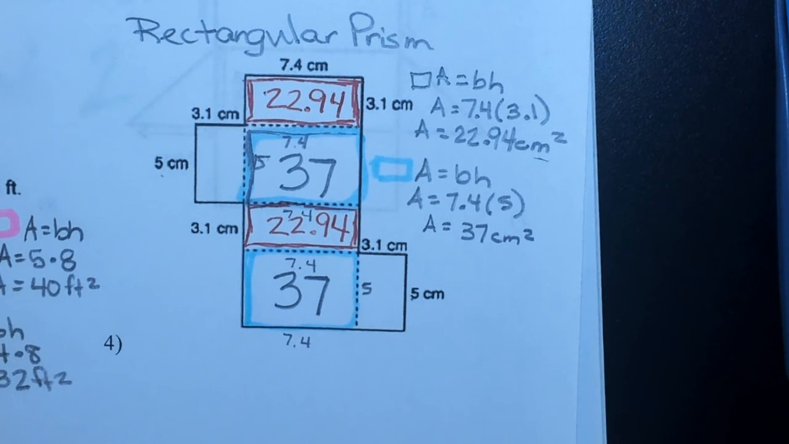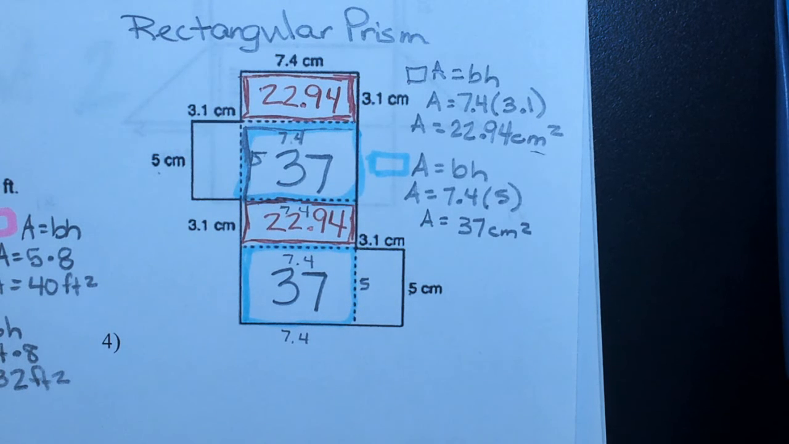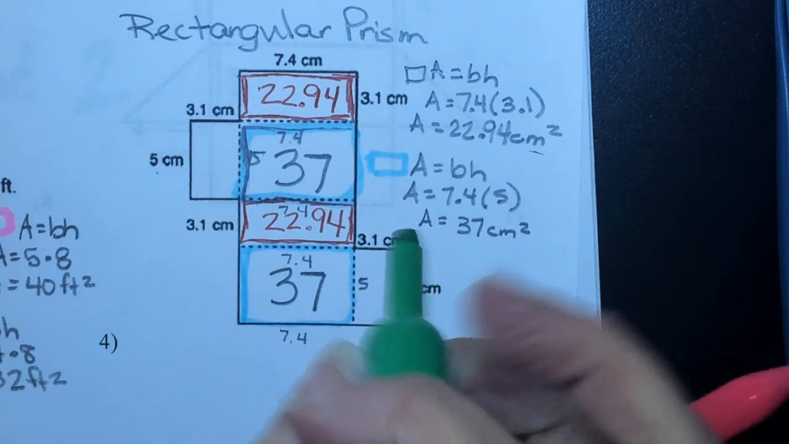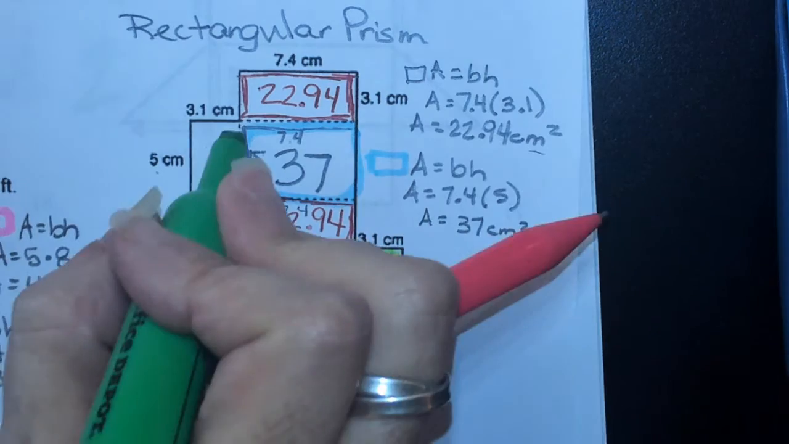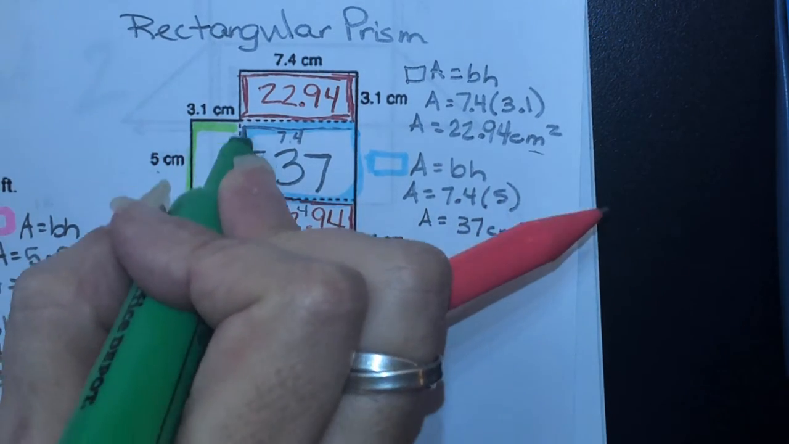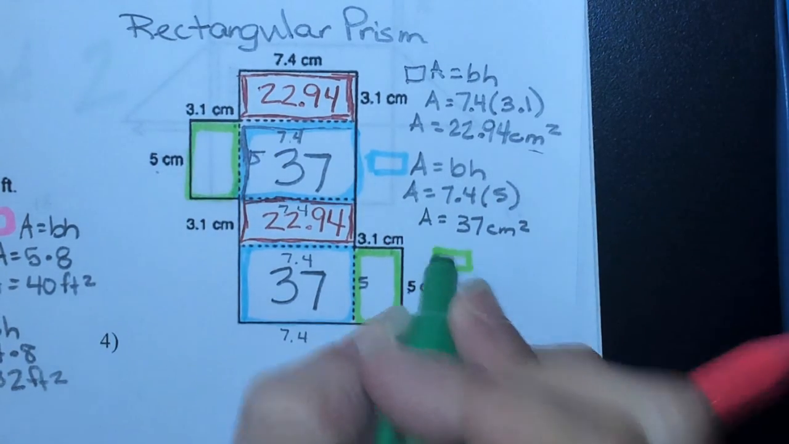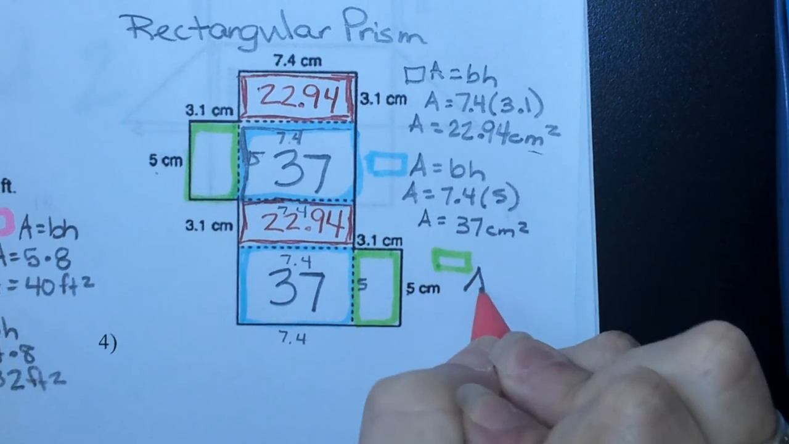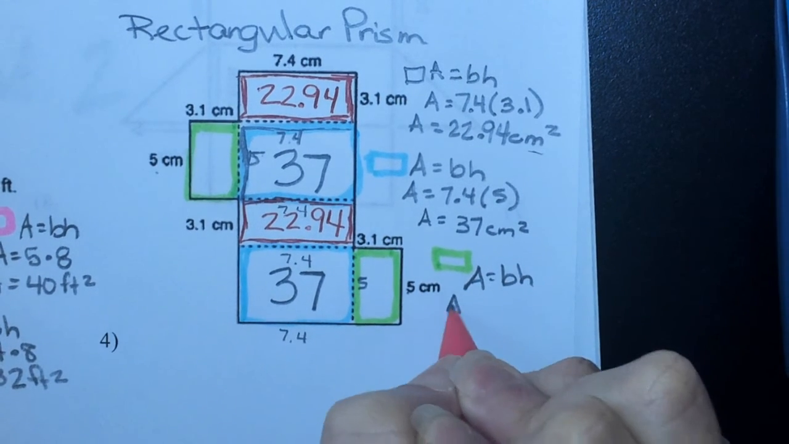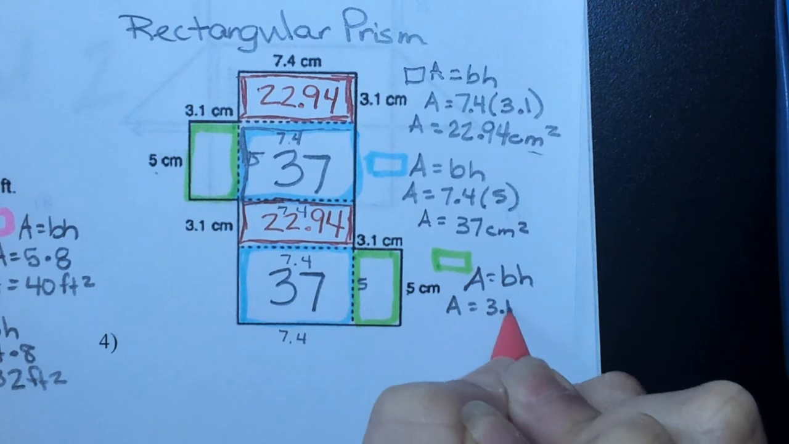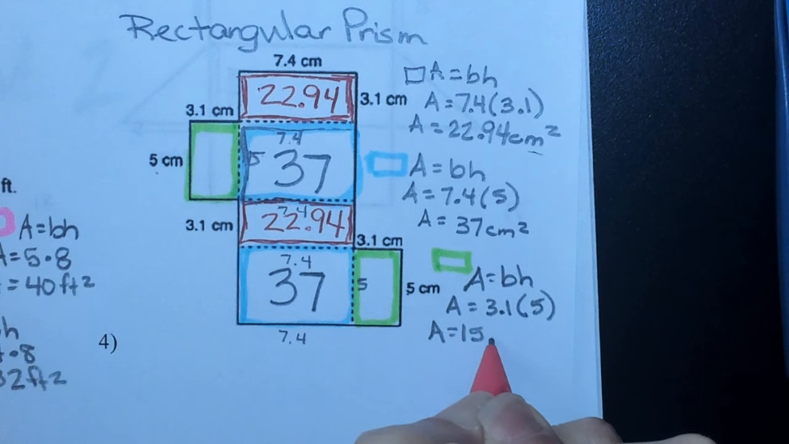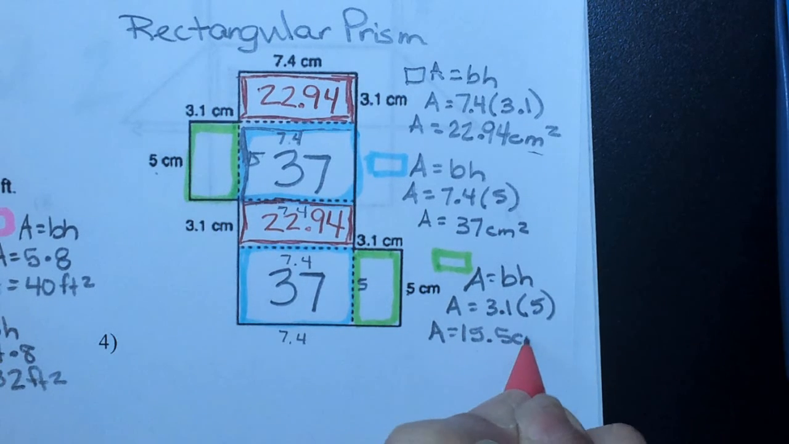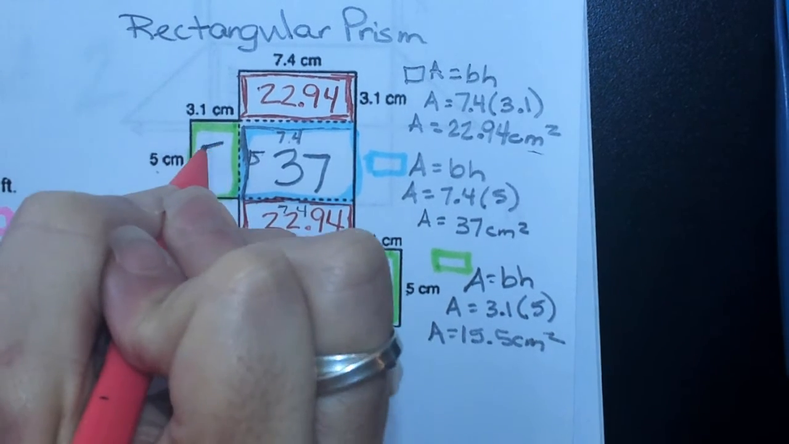Now we're kind of down to what I call the end flaps on the tissue box. Okay, and because the numbers are both 3.1 and 5. 3.1 and 5, yes. So, give me a second. 15.5.